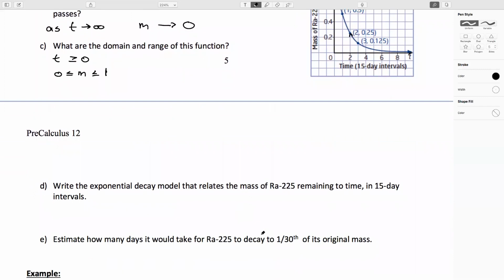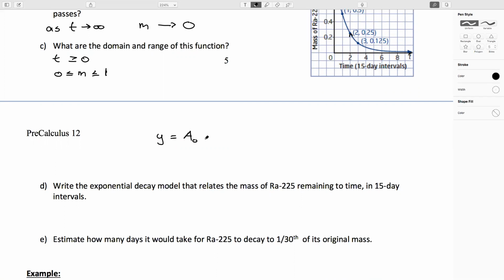Write the exponential decay model that relates the mass of radium-225 remaining to time in 15-day intervals. All right, so this is where we actually make an equation that matches this. Now, we're going to follow a simple system for this, and we will write many of these decay models. The basic idea for all of these functions is that y is going to equal some initial amount, call it a naught, and it's going to be times the base of our exponential function.